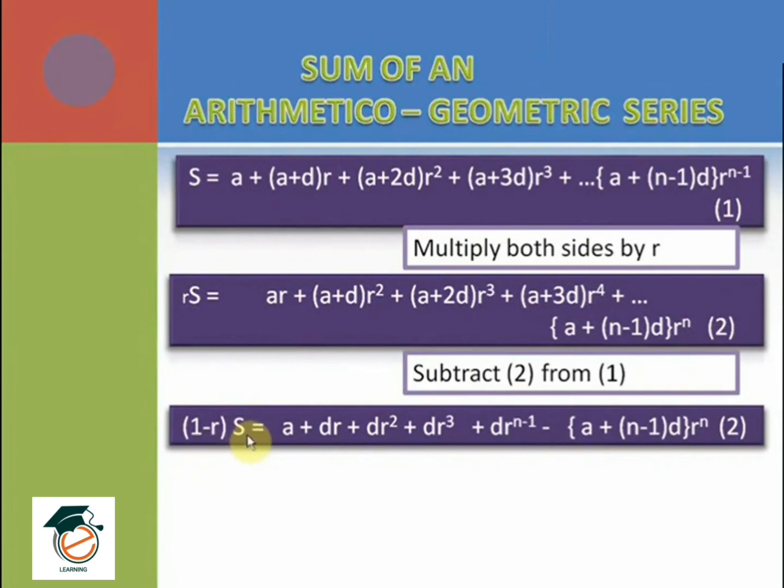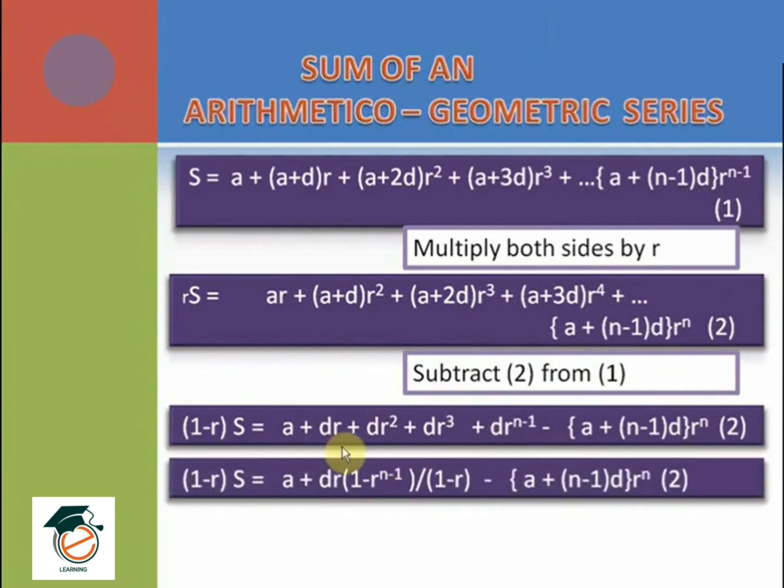Thus, we get 1 minus r into s equal to a plus dr square, and so on up to d into r to the power of n minus 1, minus this term, which is a plus n minus 1 into d into r to the power of n. Further, we see that this is a GP in which the first term is dr, common ratio is r, and the number of terms is actually equal to n minus 1. So the sum of all these terms would be dr into 1 minus r to the power of n minus 1 whole divided by 1 minus r.